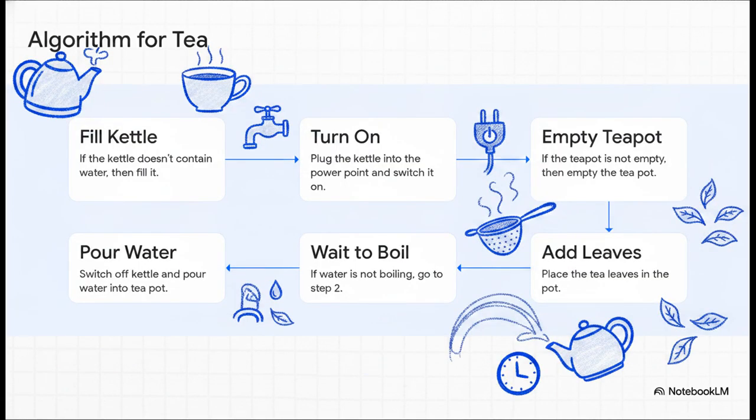To teach a computer to make that cup of tea, you have to create an algorithm, which is just a finite number of sequential steps. Step 1, if the kettle is empty, fill it. Step 2, plug it in and switch it on. Step 3, empty the teapot and place the tea leaves inside. Step 4, if the water isn't boiling yet, go back to Step 2 and wait. Step 5, switch off the kettle. Step 6, pour the water into the teapot.